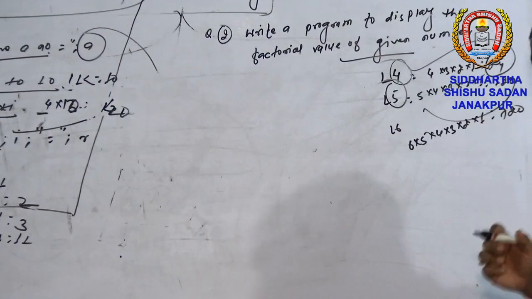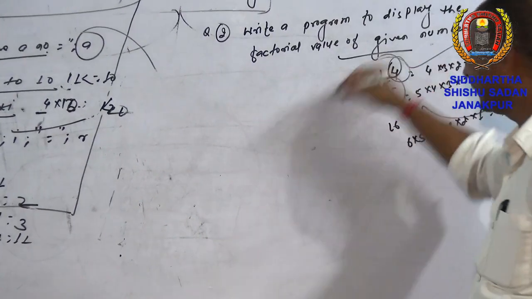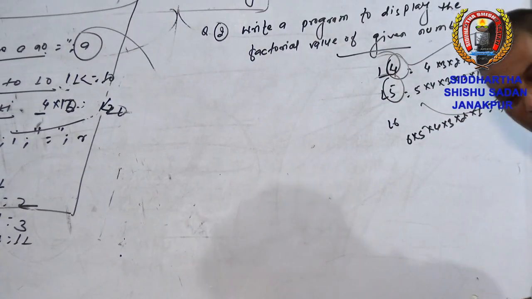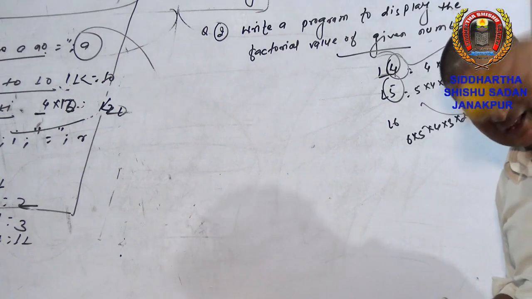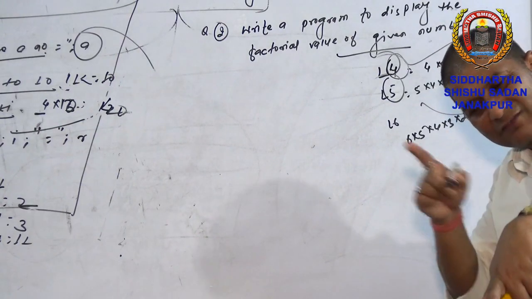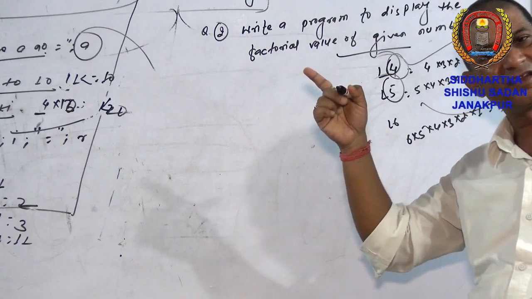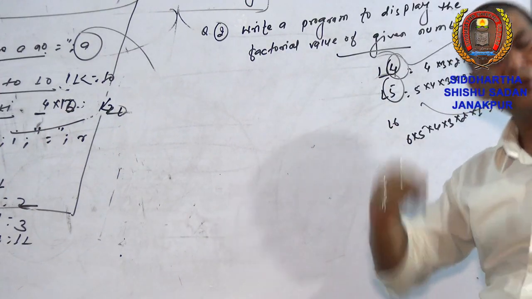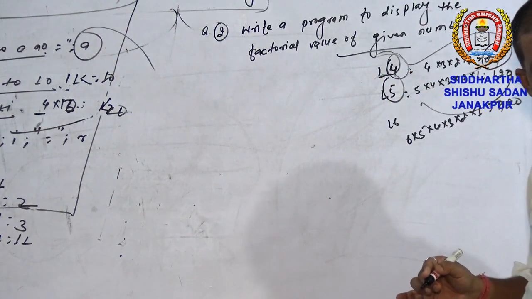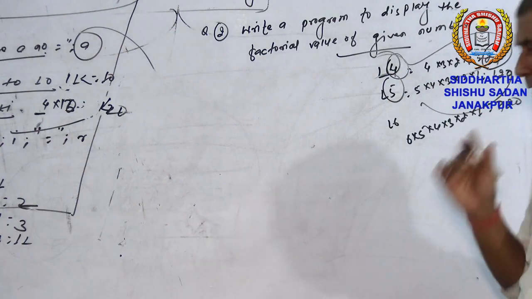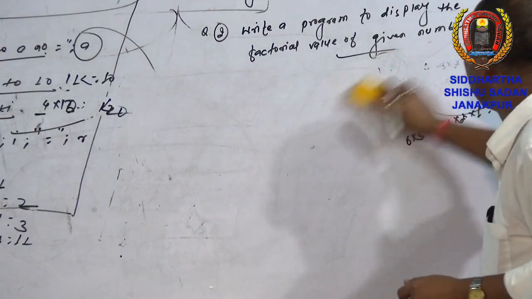Now, what is the logic? Take a number, and we have to multiply that number in descending order up to 1. You have to multiply again and again, so you have to use the concept of a looping statement, either for loop, while loop, or do loop. Correct, student? See, I am going to write this concept, this logic.